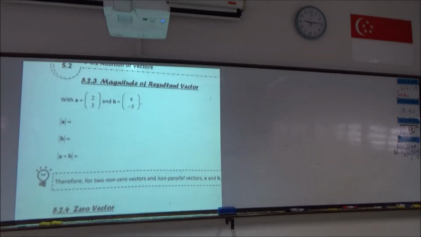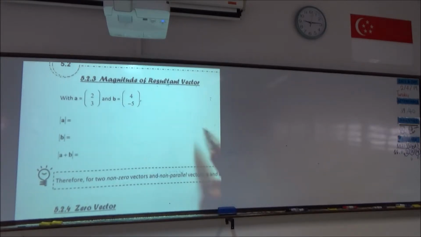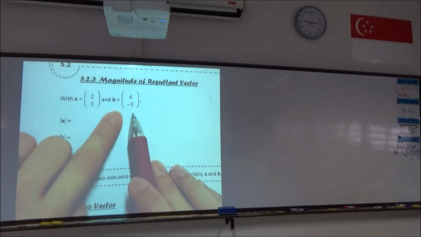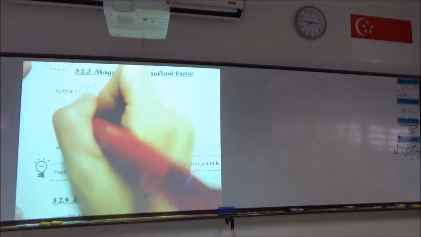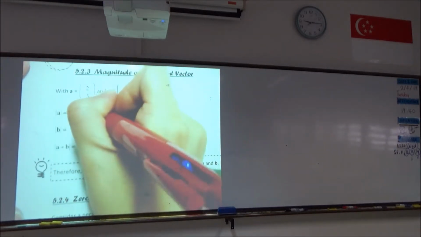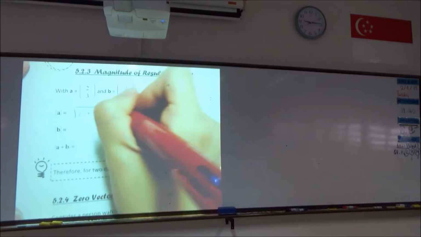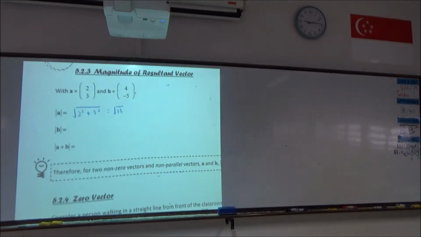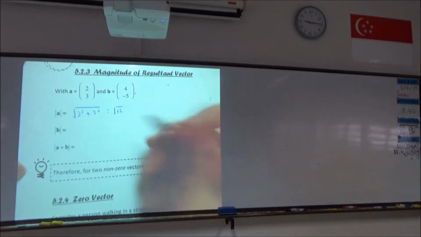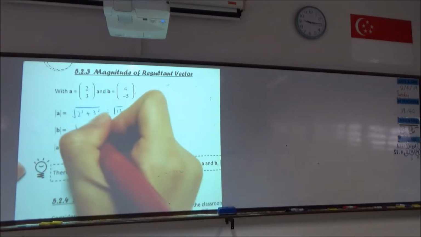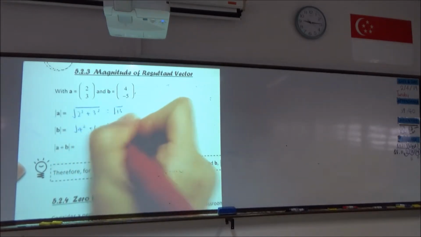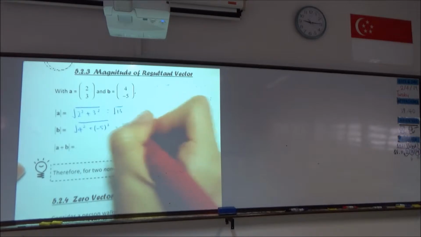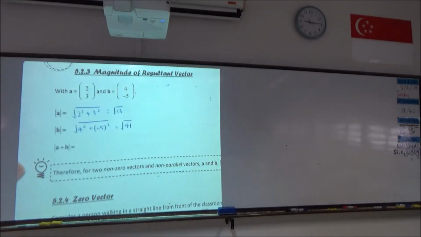Okay, let's look at the magnitude of a resultant vector. If we are given that A and B are actually this, we can compute the magnitude. That will give us square root 13, and then the magnitude of B itself will give us square root 41.